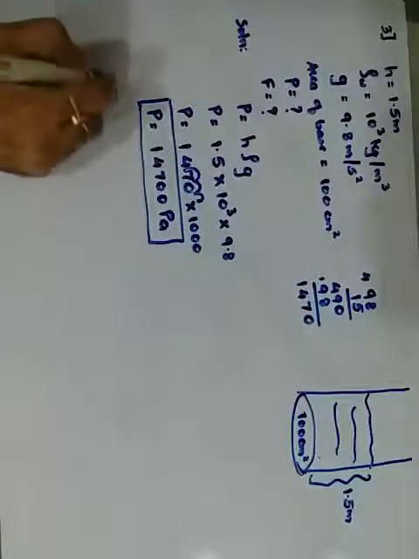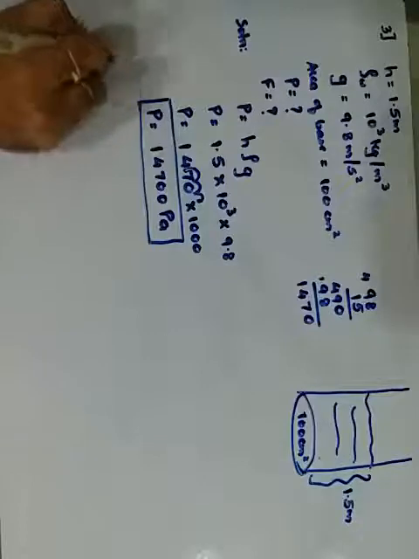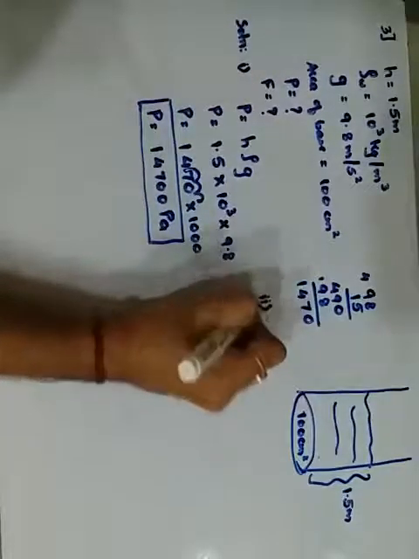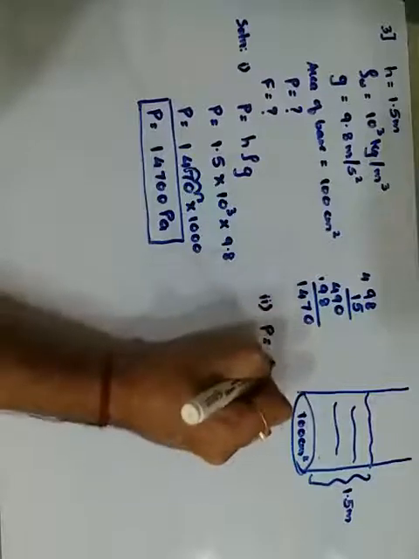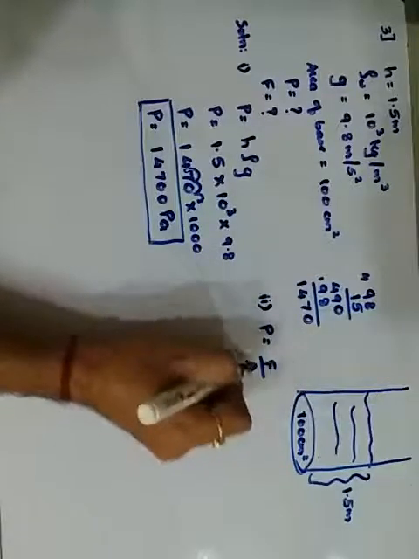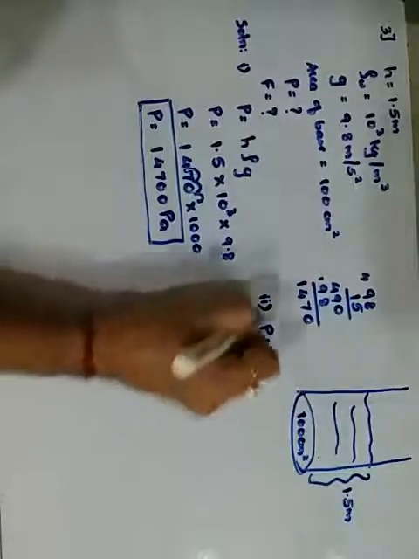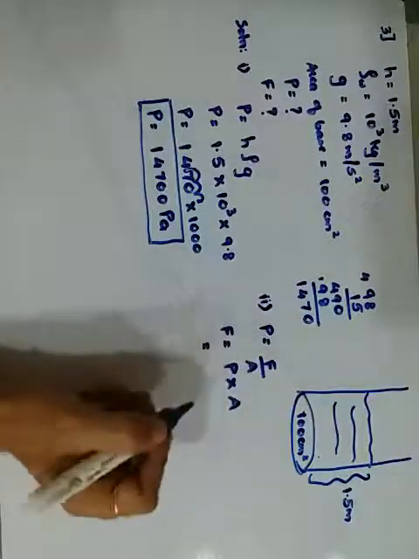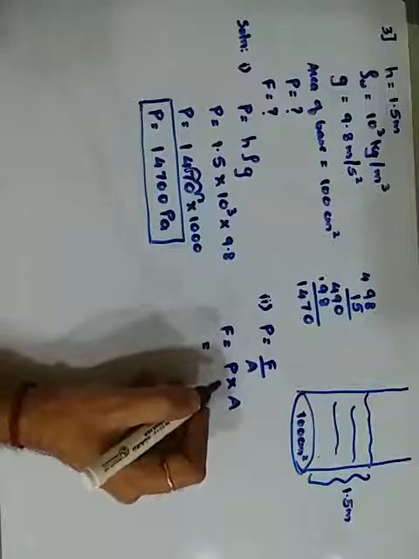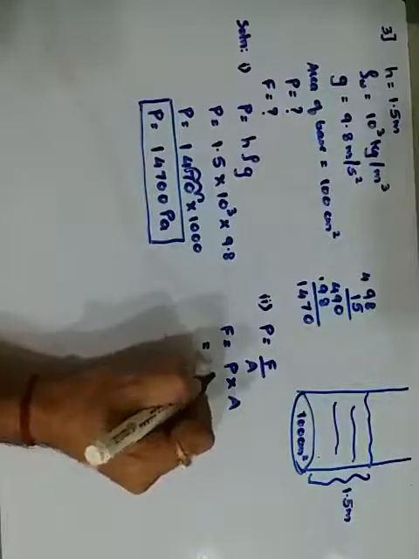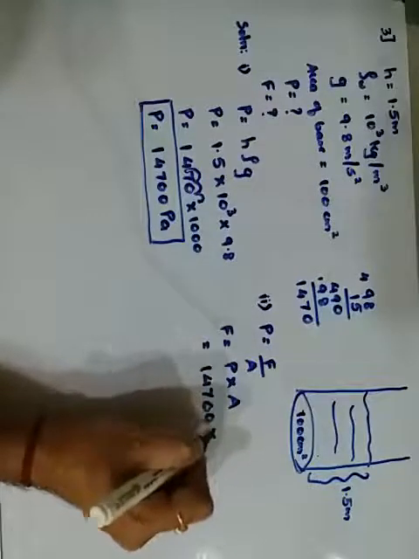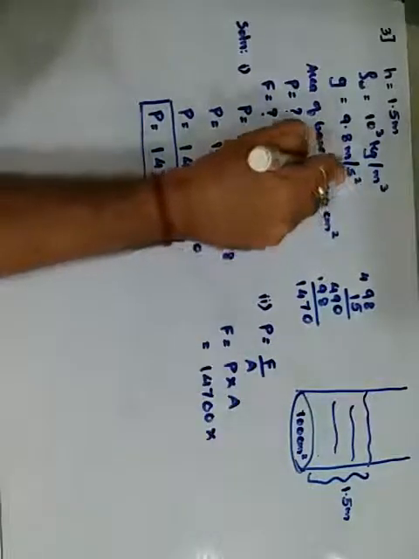Then we want the force. This is your first part. The second part is about the calculation: pressure is equal to thrust, or force, upon area, but we want force, so force will be pressure into area. So your pressure, which we just got, is 14700 into area. Let me convert the area here itself.